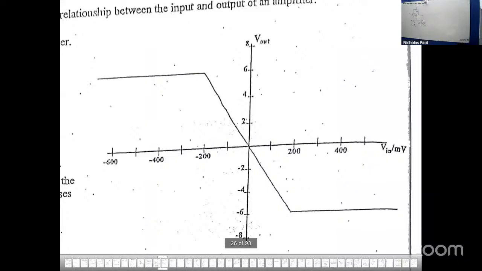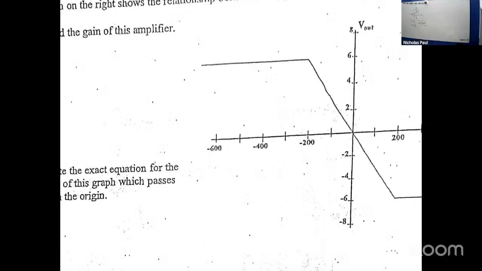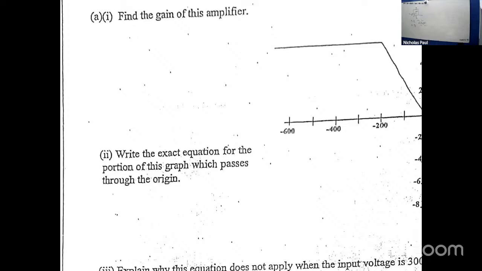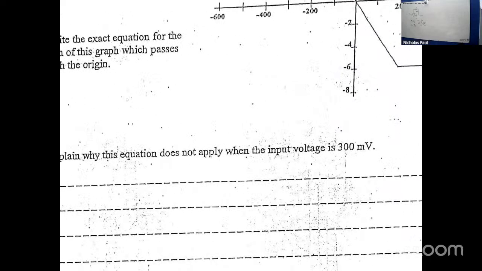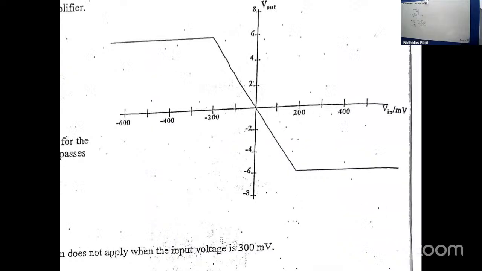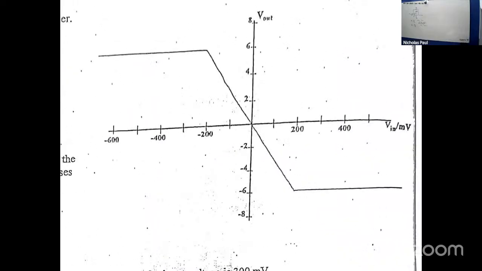Let's take this graph and see if we can find the gain, and then they want an equation and explain what happens beyond 300 and then sketch back the graph. So we're going in reverse here. Let's sketch the circuit for this graph. Last week we did the graph and then got the circuit. Sorry, circuit and then got the graph. Today we're going backwards, right?